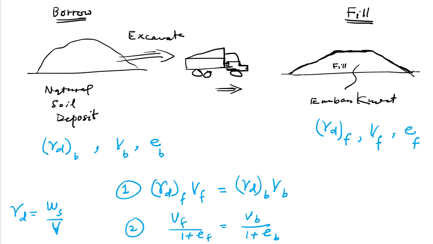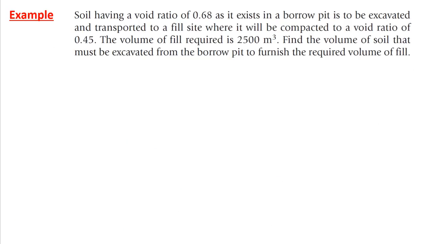Let's start with our first problem here. The question is: a soil having a void ratio of 0.68 as it exists in the borrow pit is to be excavated and transported to a fill site where it is going to be compacted to a void ratio of 0.45. The volume of fill required is 2500 cubic meters. Find the volume of soil that must be excavated from the borrow pit to furnish the required volume of the fill. Let's first sketch this problem.